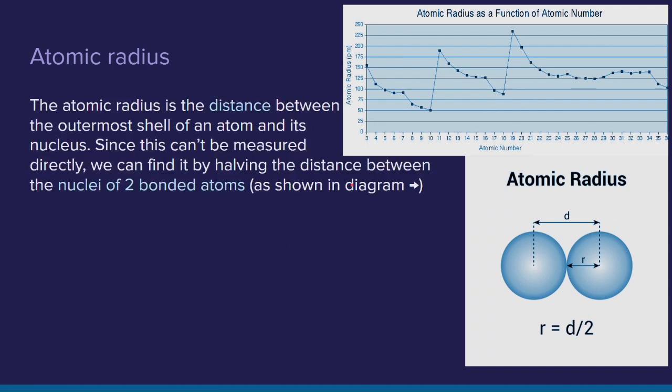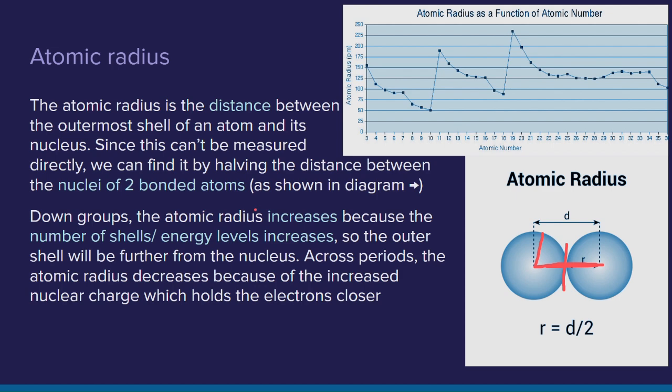Now onto how atomic radius affects it. The atomic radius is the distance between the outermost shell and the nucleus, and it can't really be measured directly. So in this diagram here, you can see that you find 2 bonded atoms, and you measure the distance between the nuclei, and then you halve it to get the radius. Very smart.